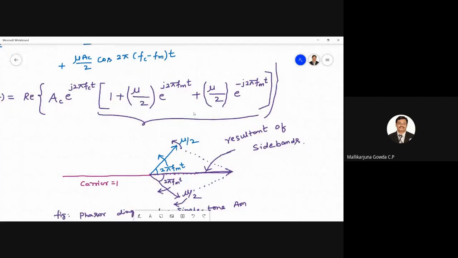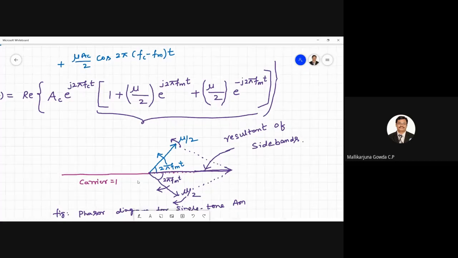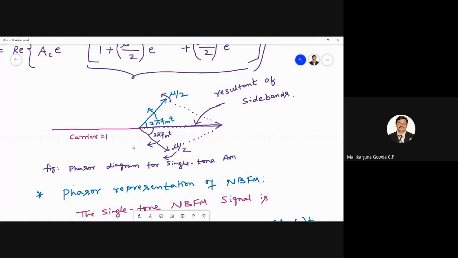Then I am going to write the phasor diagram for the term which is there in the square bracket. I have taken the carrier with a magnitude of 1 as the reference. This one is in the counterclockwise direction with respect to it, so I have written it on the upper side. The second one is in the clockwise direction, that is e power minus j 2 pi fmt, and I have written it in this direction. The resultant of these two gives the resultant of the sidebands. The amplitude of the carrier plus this resultant is the amplitude of the modulated signal. I will come to how this is different from narrowband FM.